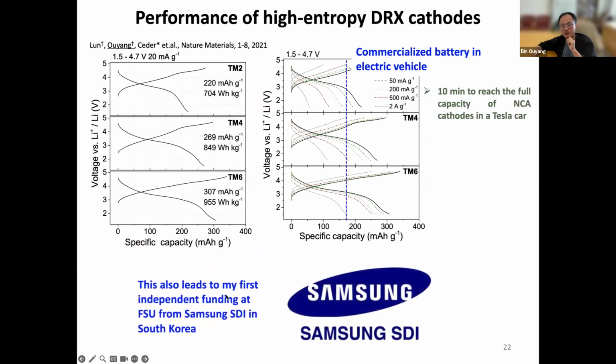It eventually became my own research as well, because we got funded at FSU from Samsung SDI. They read my paper from my postdoc and they came and talked with me. And we are actually working with Samsung at FSU for 2 years on trying to commercialize those high entropy batteries. And there are, of course, a lot of problems that are not solved.